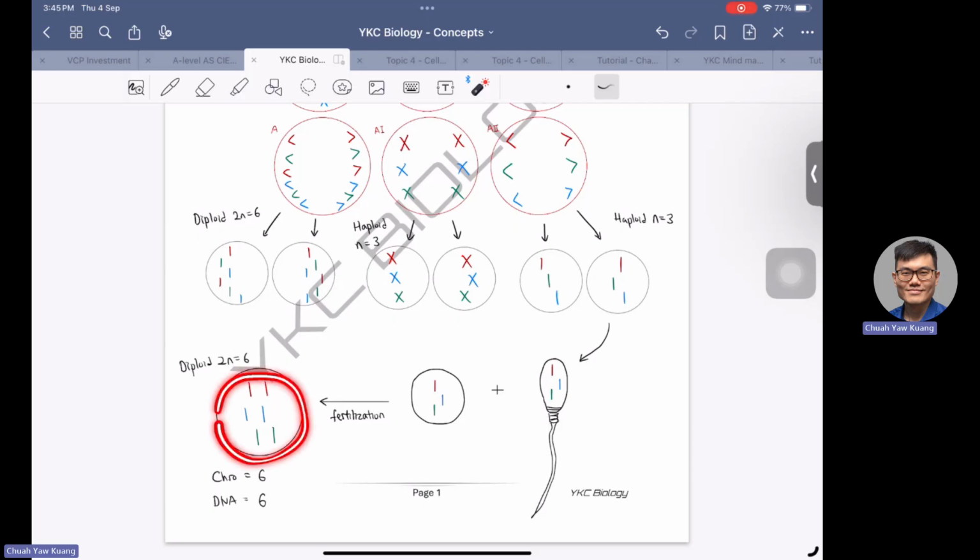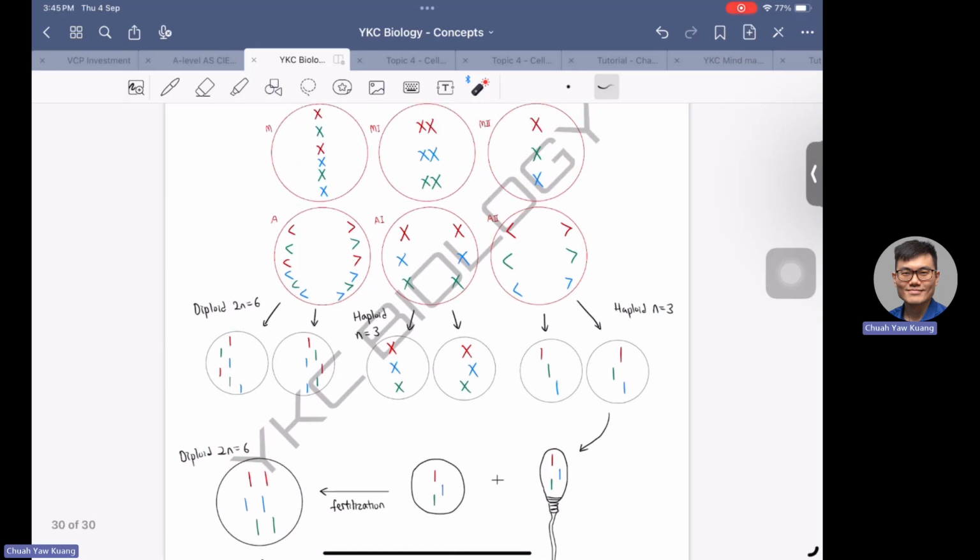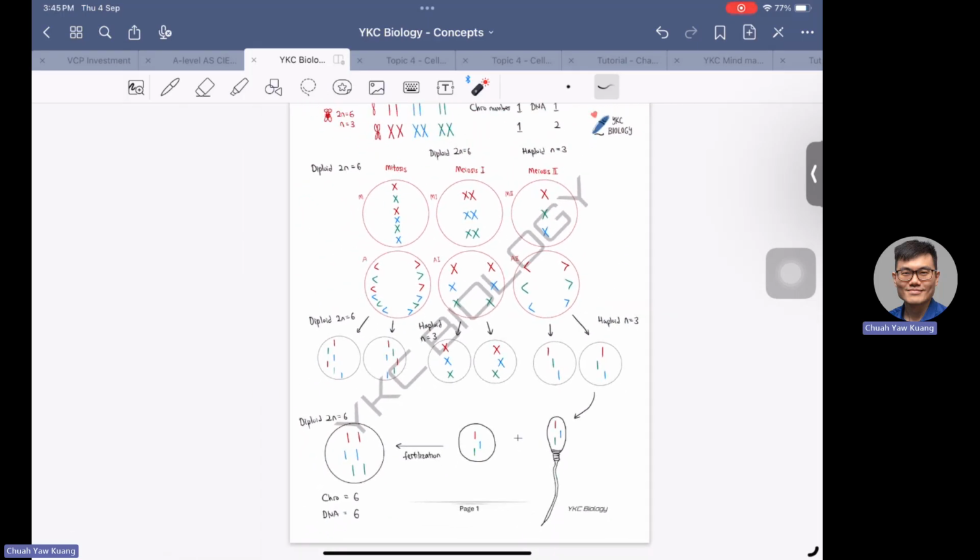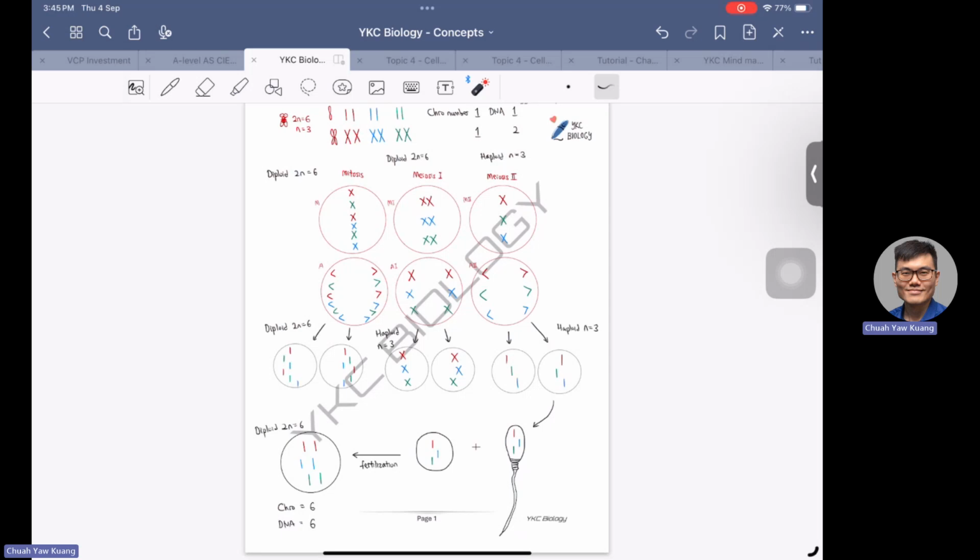The zygote has the same diploid number, 2n equals 6, like their parent. As you can see here, the parent is 2n equals 6. So the zygote, which will later become the baby, is also 2n equals 6. It has 3 pairs of chromosomes, the same thing. The zygote or the baby also has 3 pairs of homologous chromosomes.